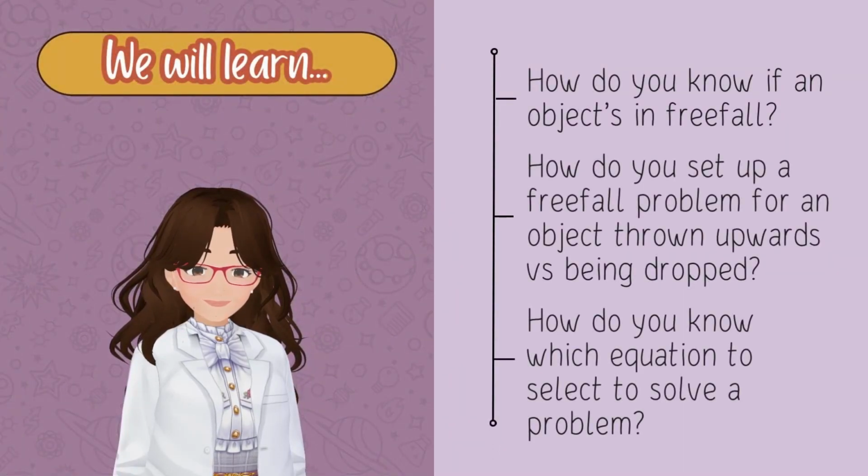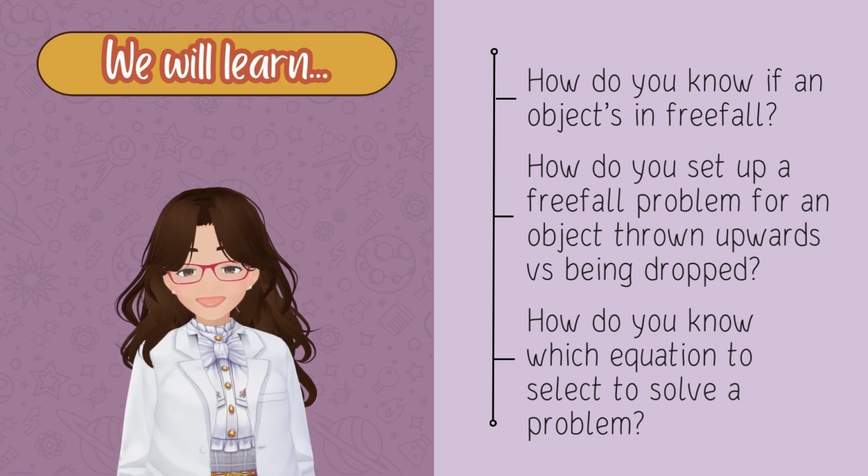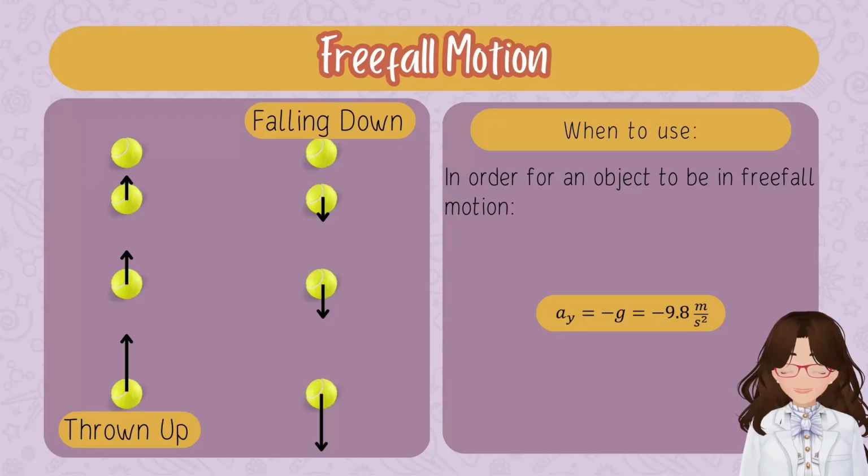Today we'll learn how do you know if an object's in free fall, how to set up a problem for an object that's thrown upwards versus being dropped, and how do you know which equation to select to solve the problem. Let's get started. So first, let's start out by talking about what is free fall motion.